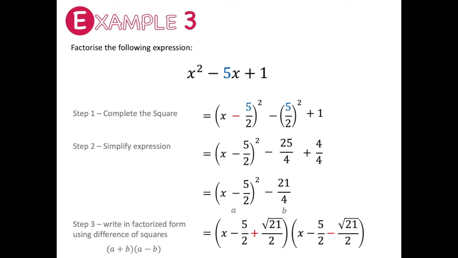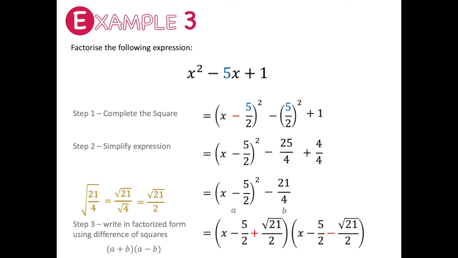Now, in case you were wondering how we got the square root of 21 over 2, what we would do is we would square root the whole term of 21 over 4. We can break that down and apply the square root to both the numerator and the denominator. So that is going to equal the square root of 21 divided by the square root of 4. Now, because we know the square root of 4 is 2, we can write it as the square root of 21 divided by 2. So that gives the most simplified answer when we're writing it in factorized form.